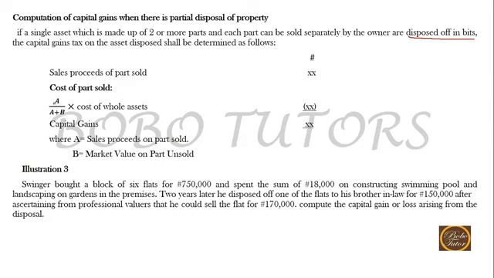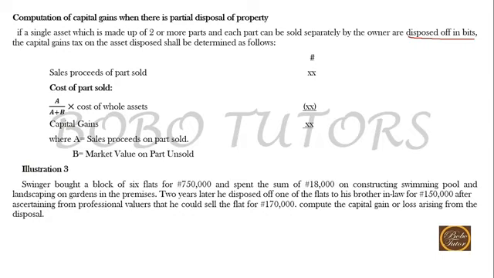Cost of parts sold, the formula is A all over A plus B times cost of whole asset. Meaning of this is you are taking the proportion of that asset that you sold out of the whole proportion of the asset. For example, when I use that land as an example, we are going to say 1 all over 6. You understand me now? Times cost of whole asset. Now, where A is the sales proceeds on parts sold, B is the market value of parts unsold.